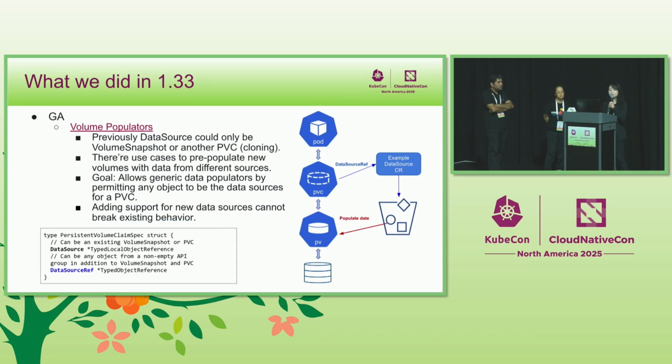There are some differences between those two fields. Data source is for local object only. Data source ref can be any object from any namespace. That makes it possible to support cross-namespace transfer in the future.